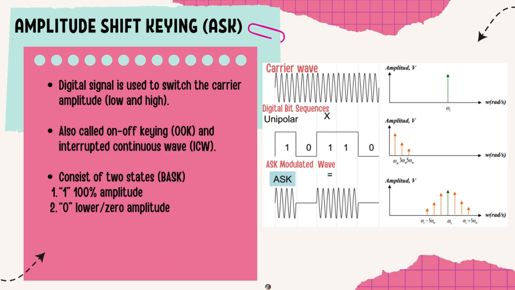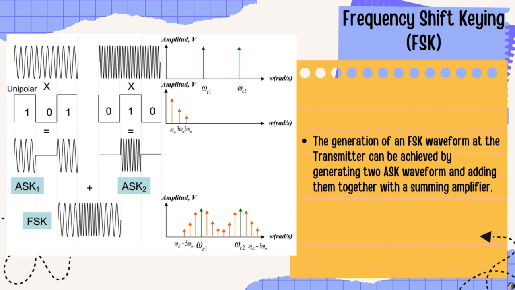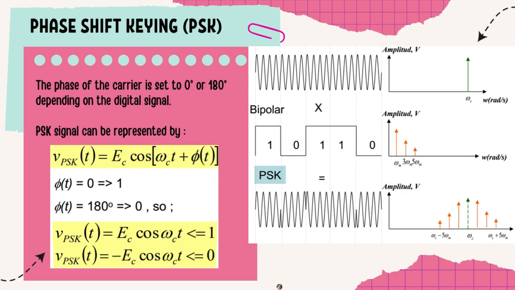On amplitude shift keying (ASK), ASK changes the carrier's amplitude based on the digital input, high for 1 and low or 0 for 0, simple and widely known as on-off keying. On frequency shift keying, FSK uses two carrier frequencies for 1 and 0. It's made by combining two ASK signals with a summing amplifier. On phase shift keying (PSK), shift the carrier phase, typically 0° for 1 and 180° for 0, offering noise resistance and reliability in digital communication.